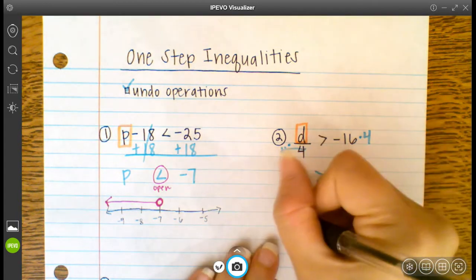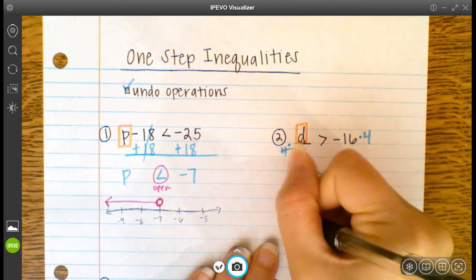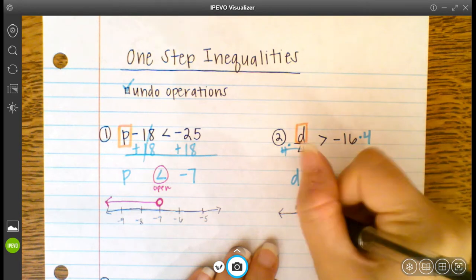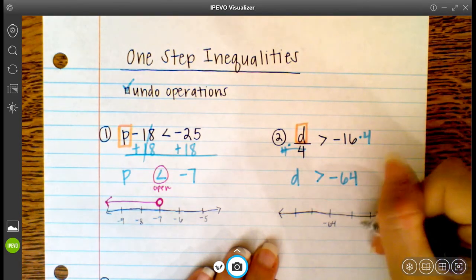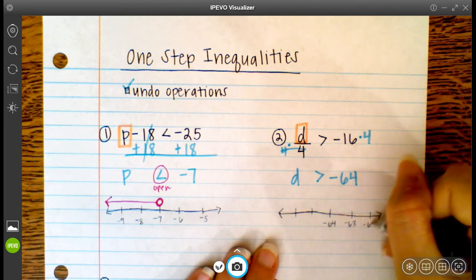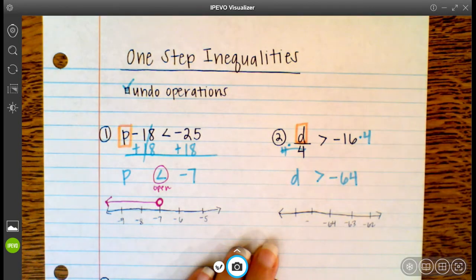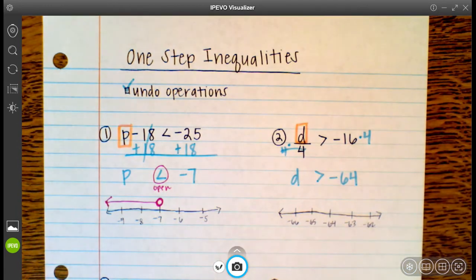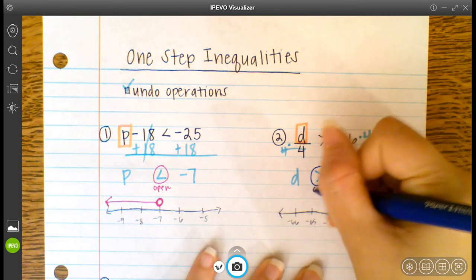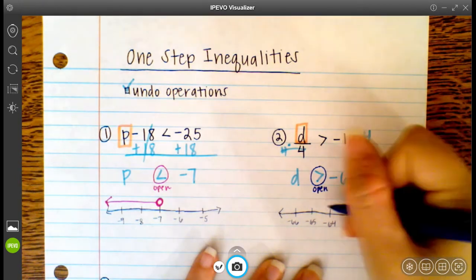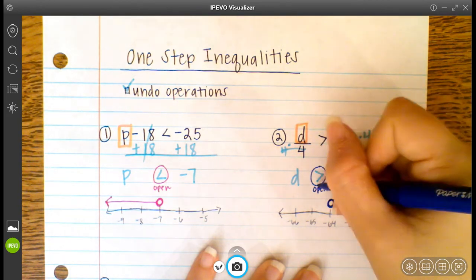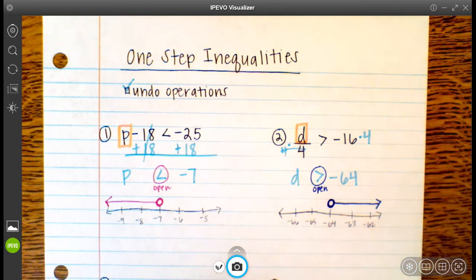So we'll sketch our number line here. Pardon me not being able to draw in a straight line. All right, to the right of negative 64 is negative 63 and negative 62. To the left of negative 64 is negative 65 and negative 66. According to what we have, we are strictly greater than, which means that we are open dots. So negative 64 is an open dot, and I am pointing my arrow towards the right.